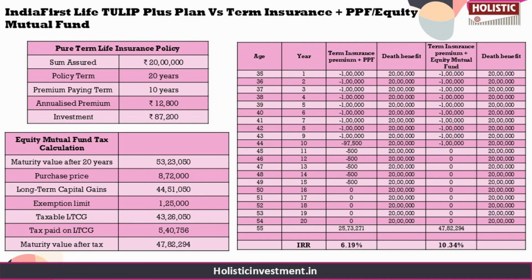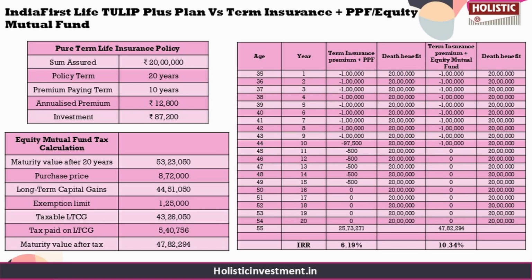So as this policy is not giving us a desirable outcome, let us now explore an alternative strategy and do a comparative analysis where we are going to compare the policy returns with the alternative strategy returns. So here, instead of combining insurance and investment in one product like the India First policy, we are going to invest in both components separately.